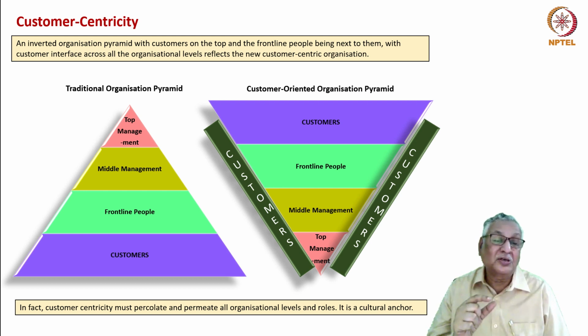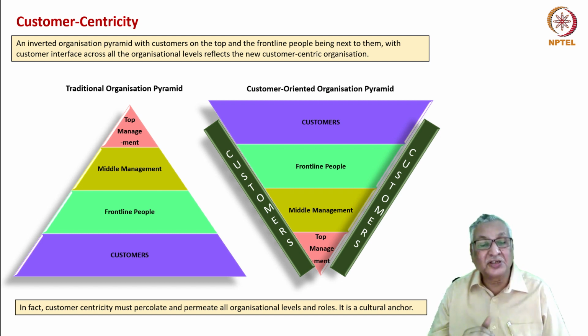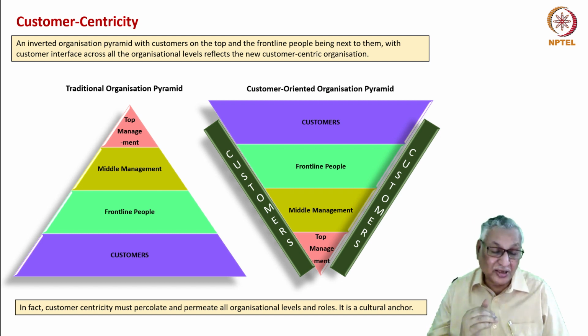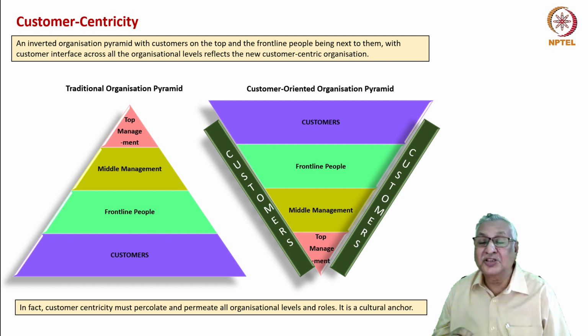The top management remains in a directorial position through the middle management and through other frontline people. So the customer contact, or the customer centricity, occurs at the bottom of the pyramid level. That is the traditional organizational pyramid which is applied to customer centricity. But in a true customer oriented organizational pyramid, the pyramid is inverted.